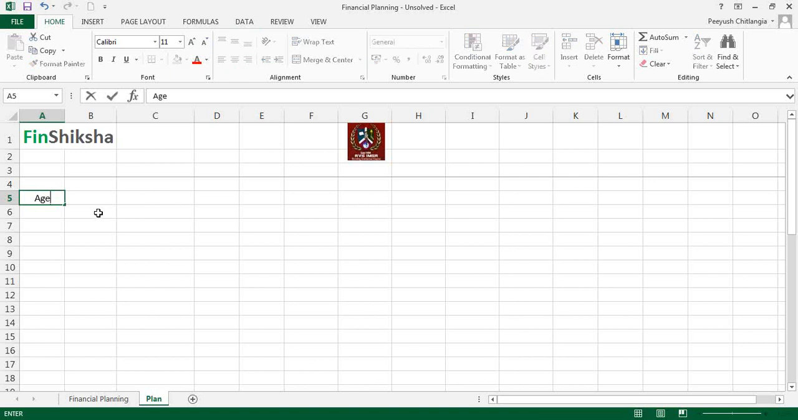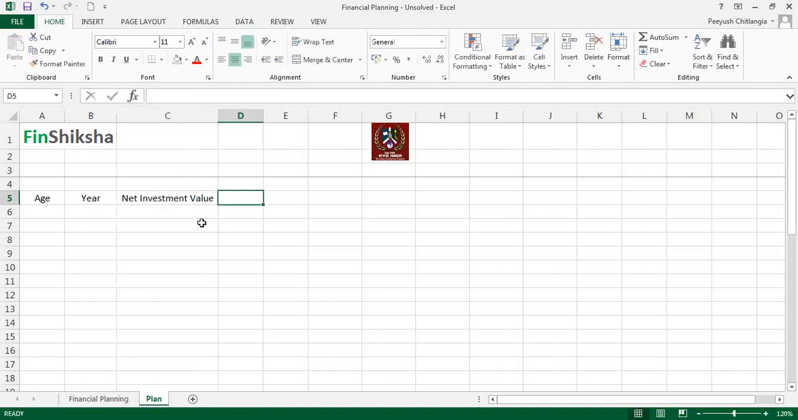So let's put in the header as age. Let's put in the header as year. Then let's put this as net investment value, right? So this is the value of investment today. We can put in this as 20 lakhs, and I will put these numbers in lakhs. So 20 lakh is the value today. Then you have income and you have expenses, and you put in the growth rate of income here, and you put in the growth rate of expenses here, and you have savings.